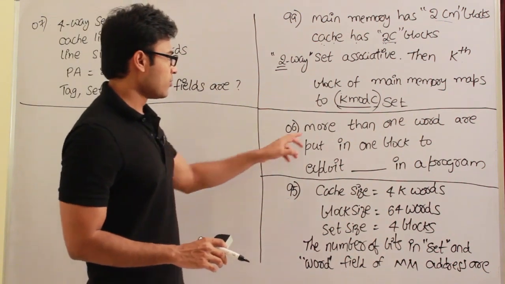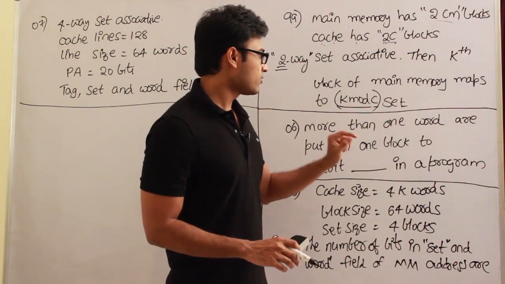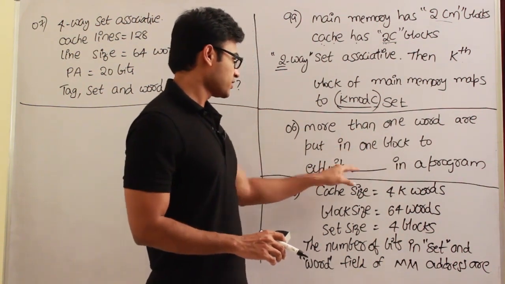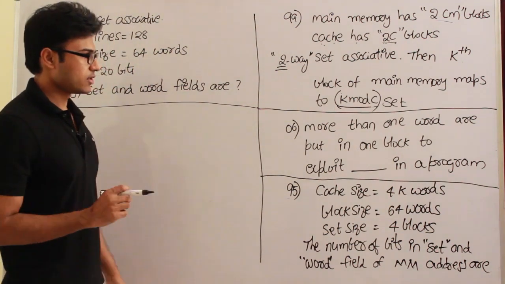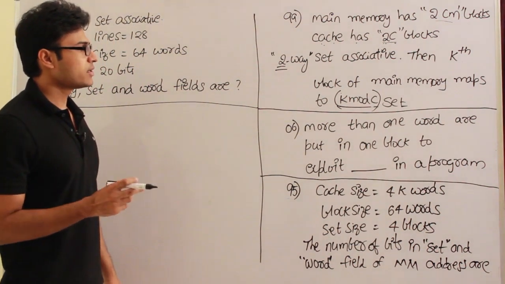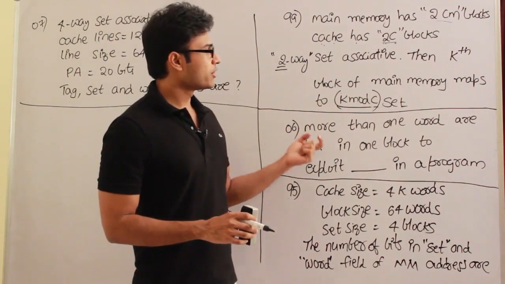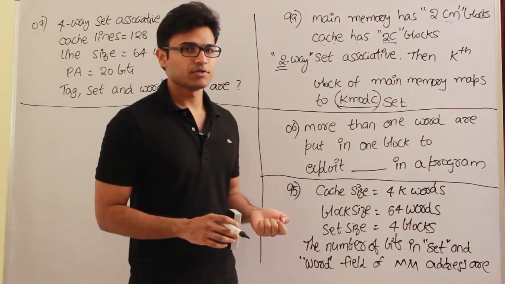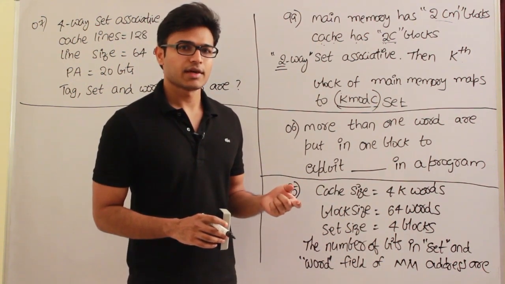Next one: more than one word is put in one block to exploit dash in the program. This question was given in GATE 2006. You can read it there. I didn't give the options. The question is: in caching, why do we put more than one word in a block of the cache?